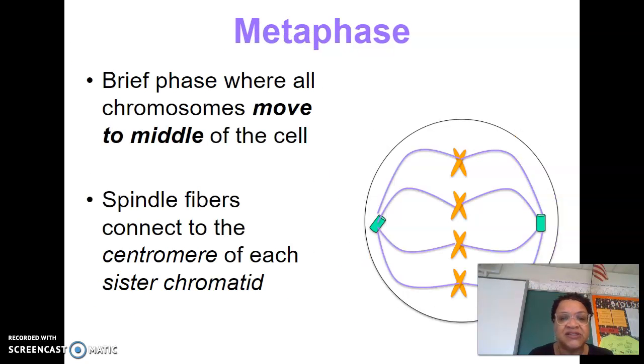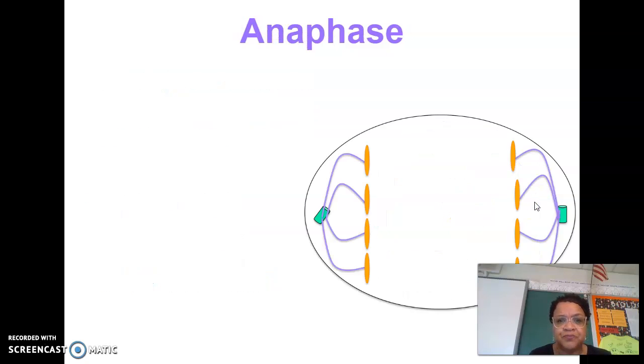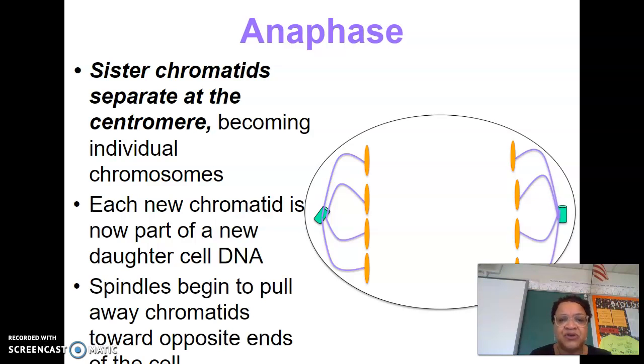Metaphase, the next phase of mitosis, is a brief phase where all the chromosomes move to the middle. Metaphase, think of the M as they all move to the middle of the cell. The spindle fibers connect to the centromere of each sister chromatid. During anaphase, the sister chromatids are pulled apart at the centromere. Now they're becoming individual chromosomes. Each new chromatid is now part of a new daughter cell. And the spindles begin to pull the chromatids toward the opposite poles.